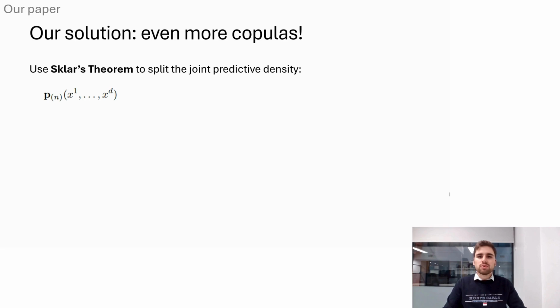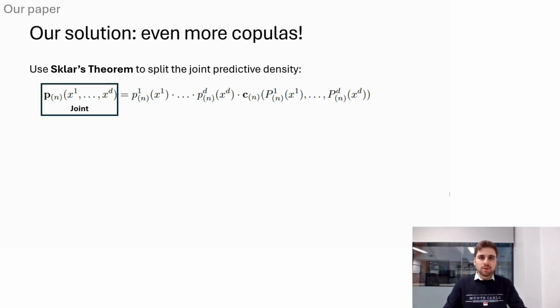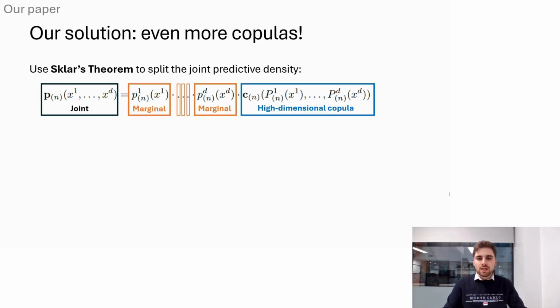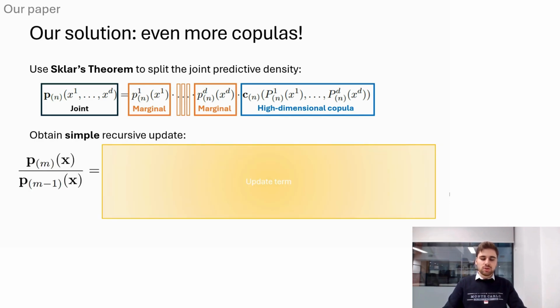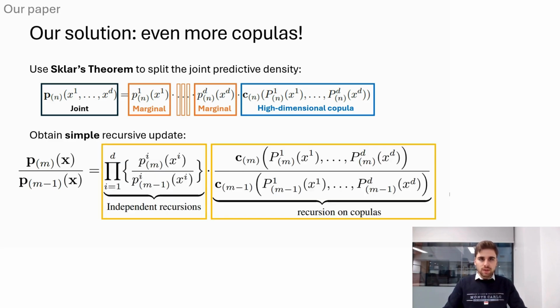In our work, we propose a solution which, coincidentally, is to use even more copulas. We use Sklar's theorem to split the joint predictive into marginal predictive densities and a high-dimensional copula. This decomposition is fruitful, as it allows us to obtain a simple recursive update with two terms. Firstly, a product of independent recursions on consecutive marginal predictives, and secondly, a recursion on the copulas.